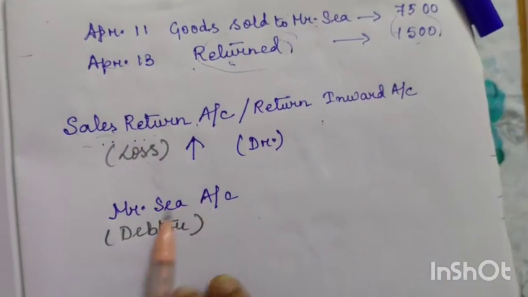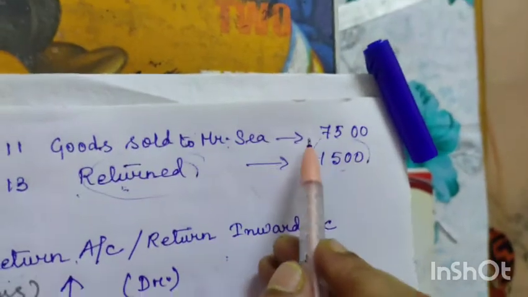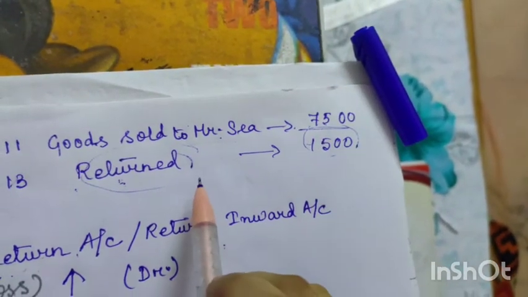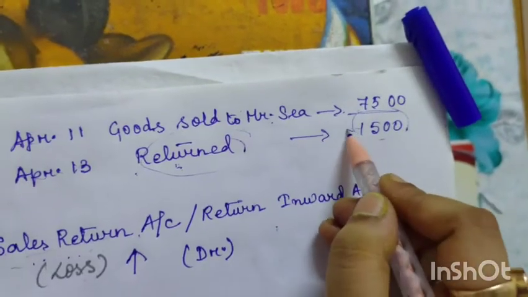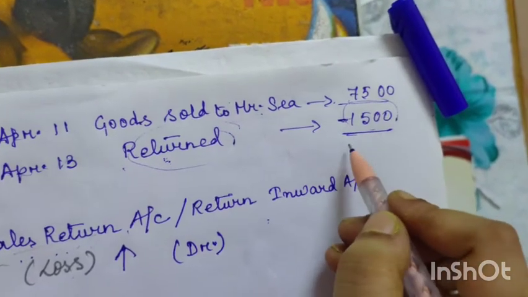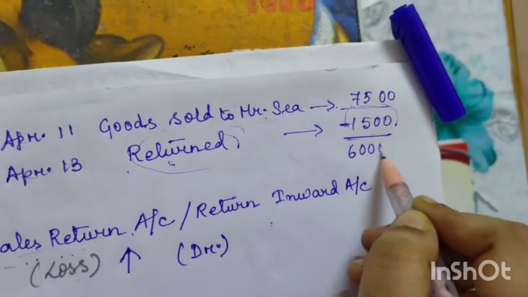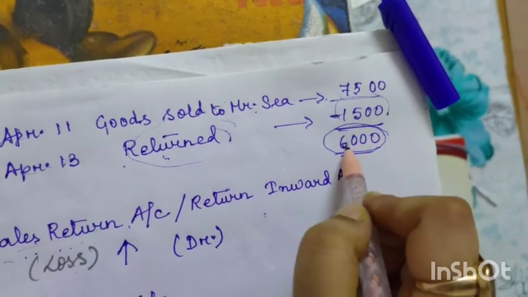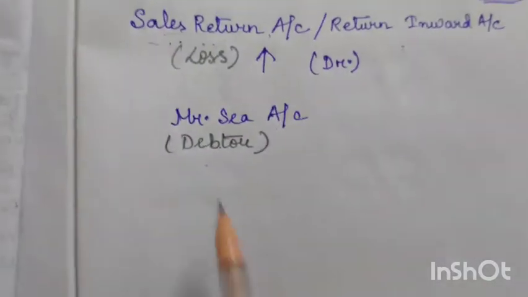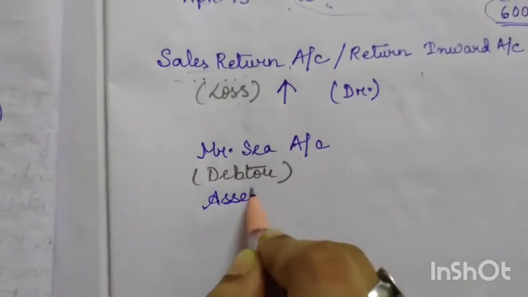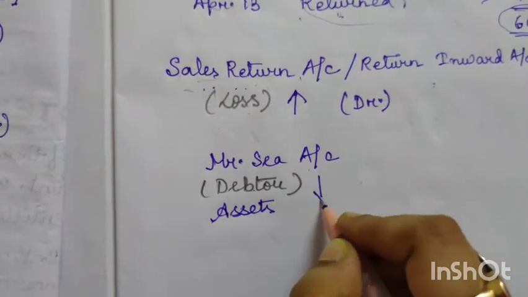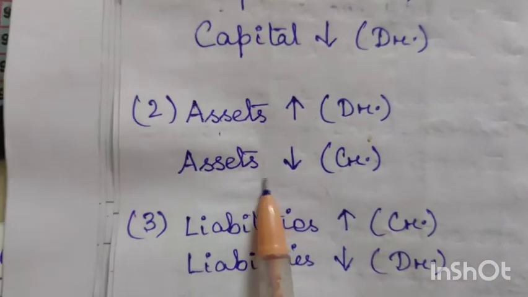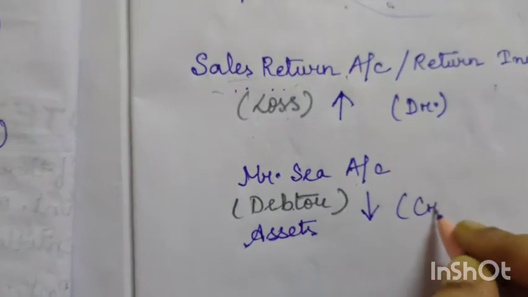Now Mr. C was our debtor. Earlier he was supposed to pay us 7500, right? But now he has returned the goods of 1500. So now how much is he going to pay? Only 6000. So the debtor's value is decreasing or not? Yes, the debtor's value is decreasing. Now debtors fall under the category of asset. So here we can see our asset is decreasing. Now according to the rule of accountancy, if asset decreases, then it is credit. So this account will be credited.